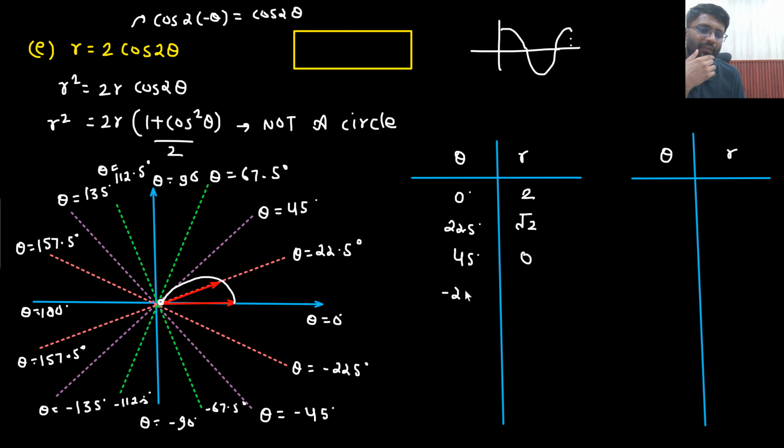You put minus 22.5. What will you get? The same value, which will be plus under root 2. Minus 22.5 will become minus 45, and cos will eat up the negative sign, so you will get plus under root 2 only. And after that, at minus 45 degrees, what will you get? The value you will get is 0.